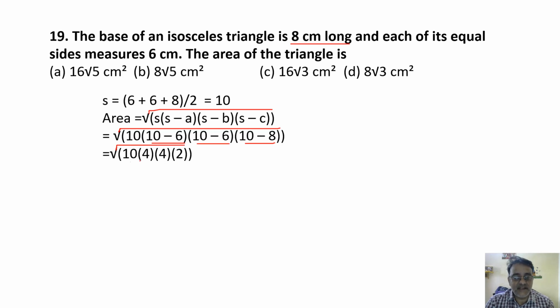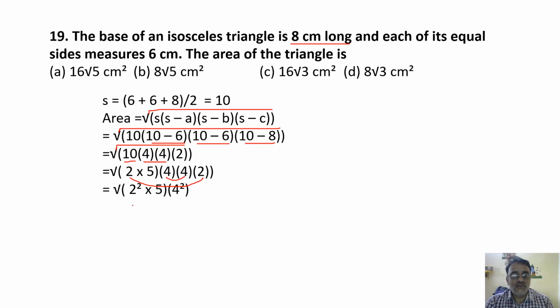So अब इसको split करेंगे. 10 we can write 2 into 5. ओके 4 को ऐसे रखेंगे क्योंकि पेयर में ऑलरेडी है. सो 2 भी पेयर में हो गया और 4 भी पेयर में हो गया. सो दैट इज 2 स्क्वायर 4 स्क्वायर इंटू 5. सो इफ यू टेक स्क्वायर रूट वी विल गेट 2 इंटू 4 इंटू रूट 5. फाइनल 8 root 5 centimeter square, and the correct option is option B.